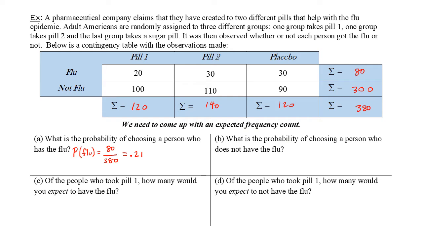What's the probability of choosing a person who does not have the flu? So the probability that they don't have the flu, well, we've got 300 people in total that don't have the flu out of 380 altogether. And so what would that be roughly here? So 300 divided by 380 is roughly 0.79.